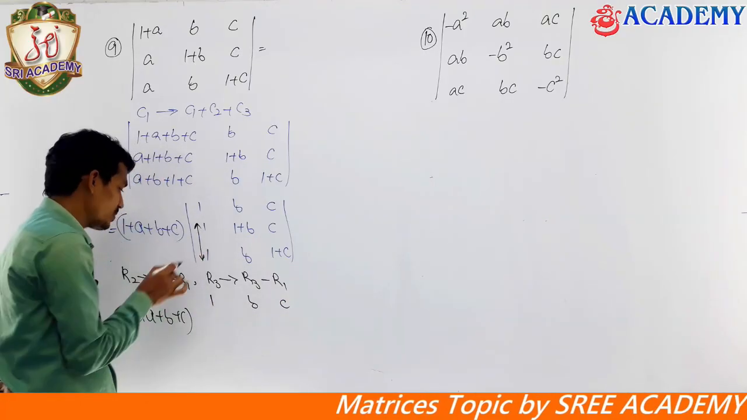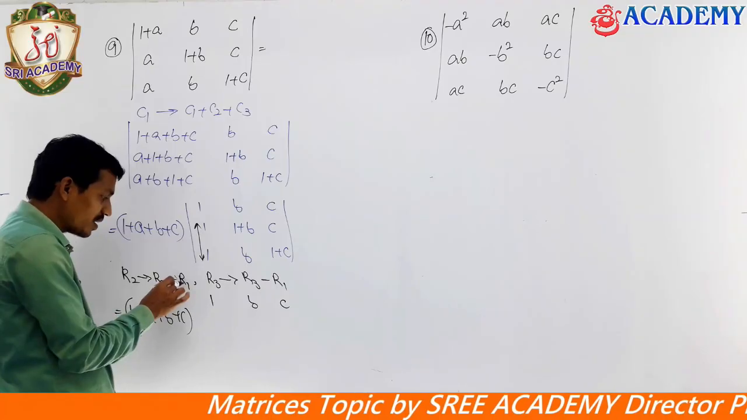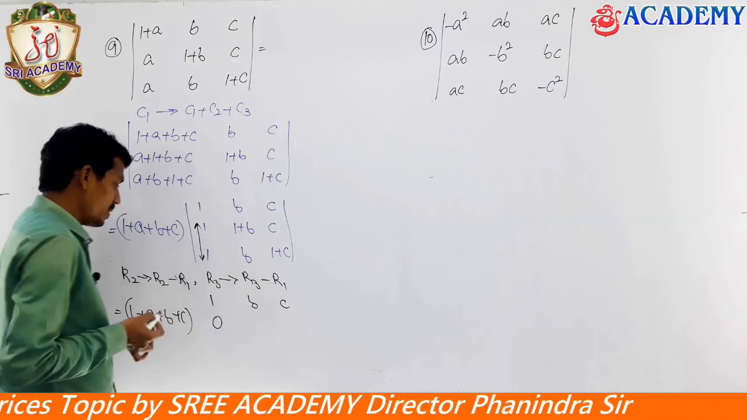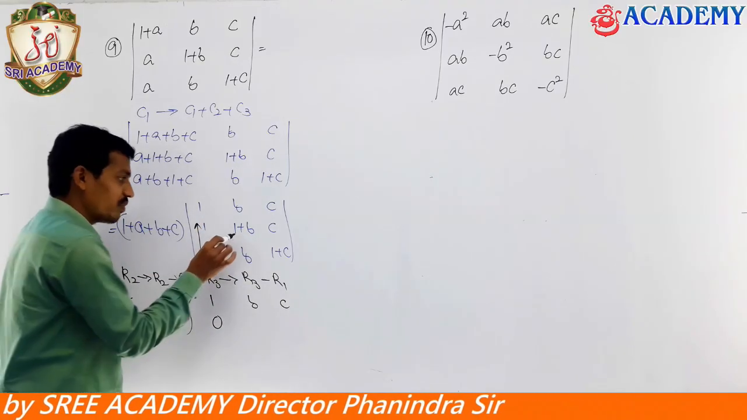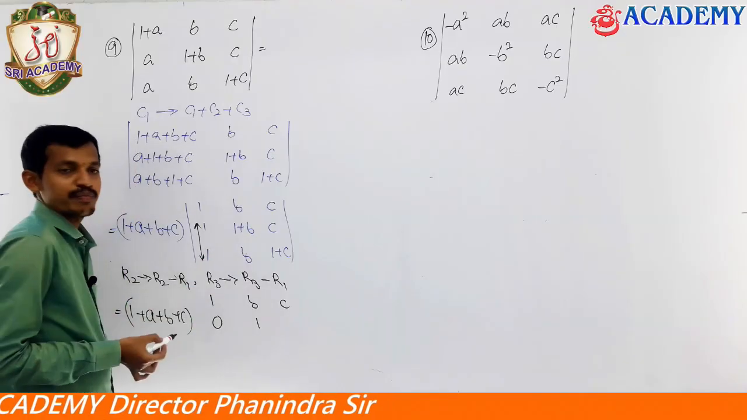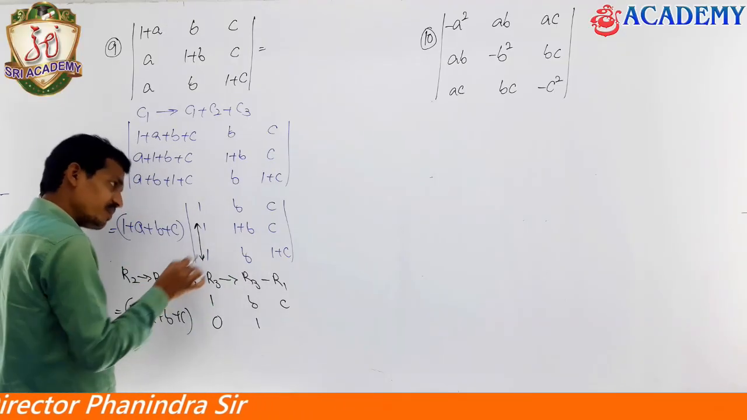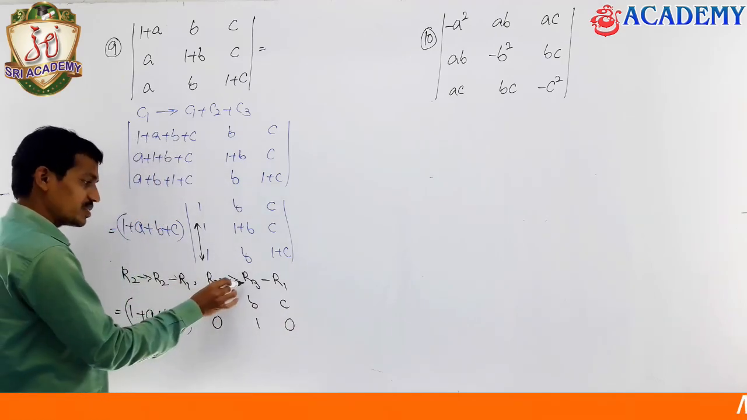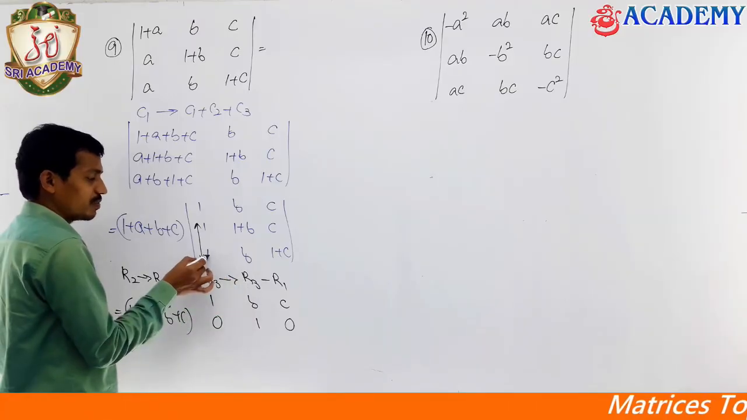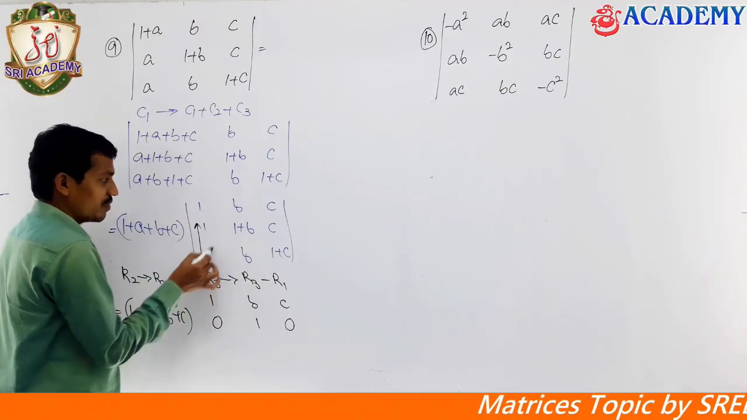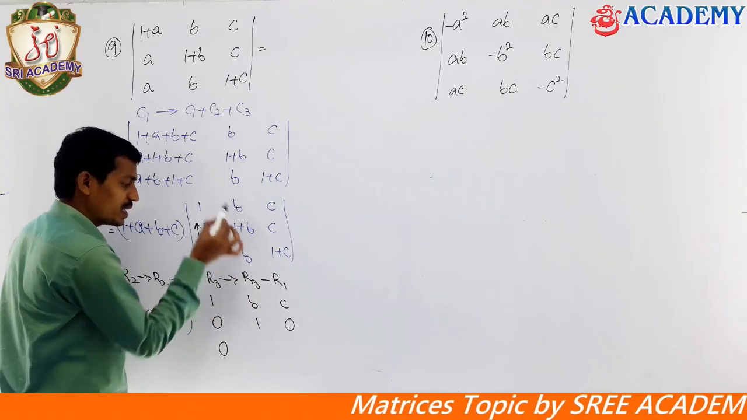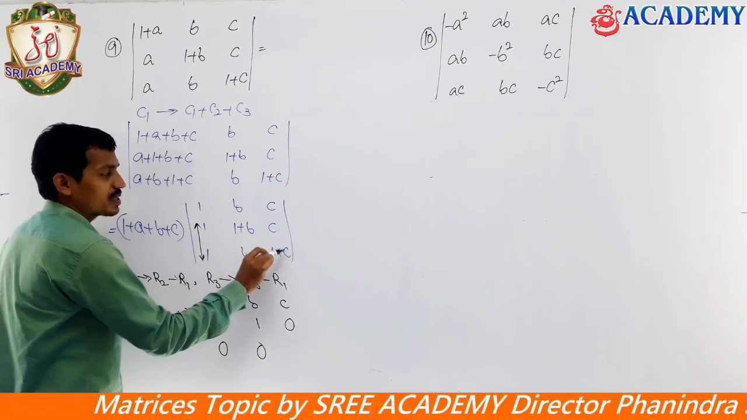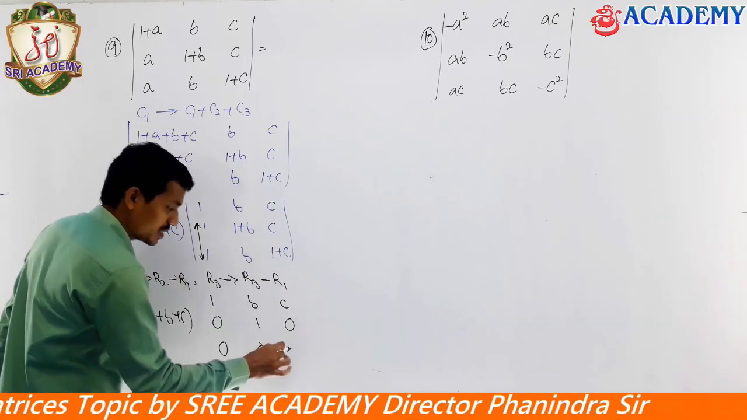Second row: R2's value is 1, R1's value is 1, 1 minus 1 is 0. R2's value is 1 plus B, R1's value is B, 1 plus B minus B is 1. Next R2's value is C, R1's value is C, C minus C is 0. R3 becomes R3 minus R1: 1 minus 1 is 0, B minus B is 0, and 1 plus C minus C is 1.